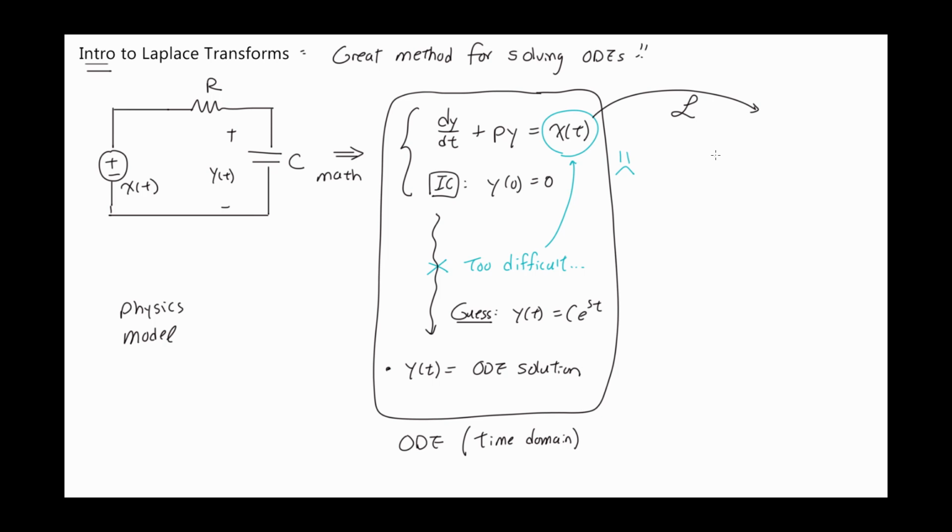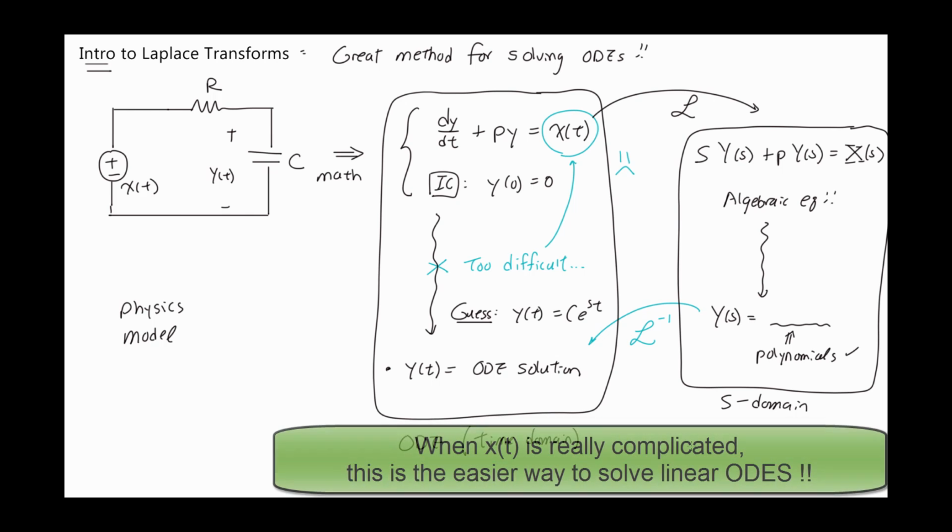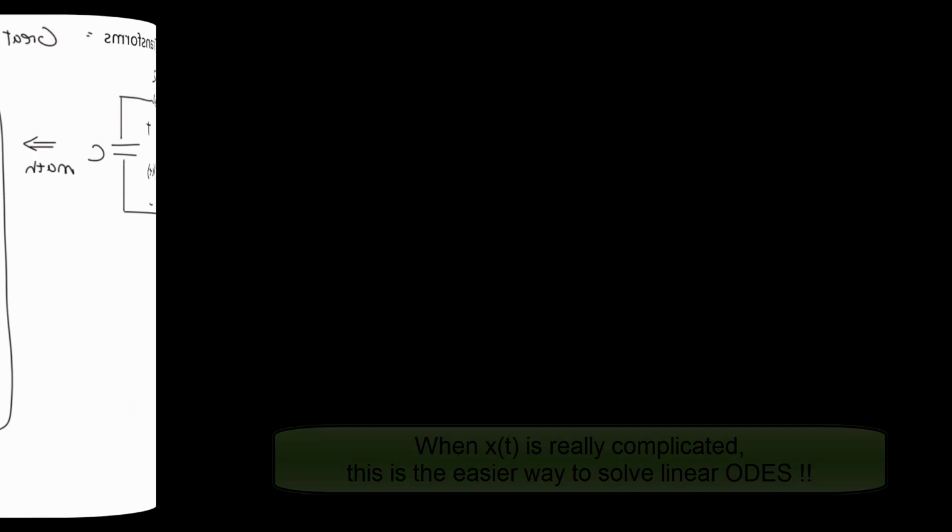So the purpose of a Laplace transform is to turn the ODE into an algebraic equation, where when you solve for Y(s) in the s domain, you're going to get just polynomials. So again, I'm going to draw a big box around this, and this is the s domain representation of your problem. And once you have Y(s), you can use a lookup table to find y(t). Now this may be kind of a long way to solving this problem, but when x(t) is really complicated, this method is really worth it.